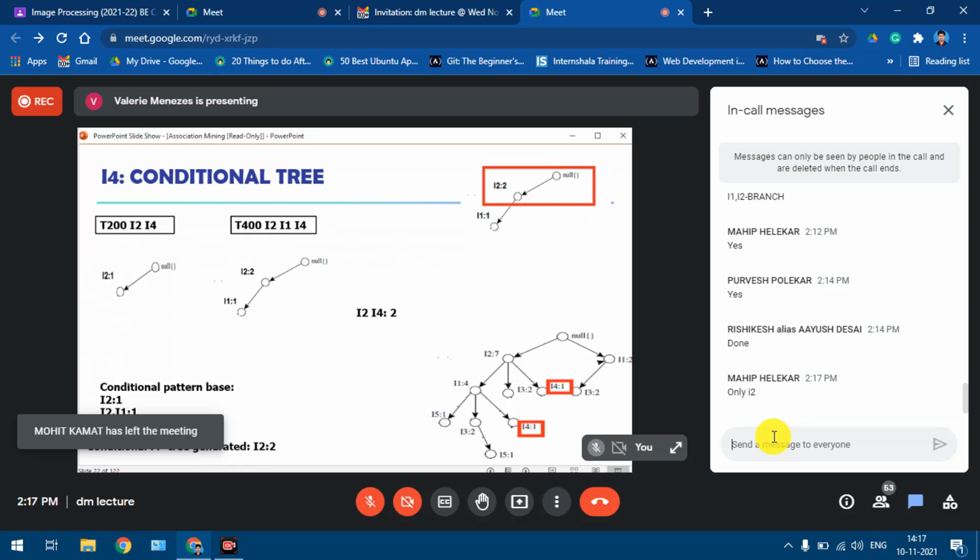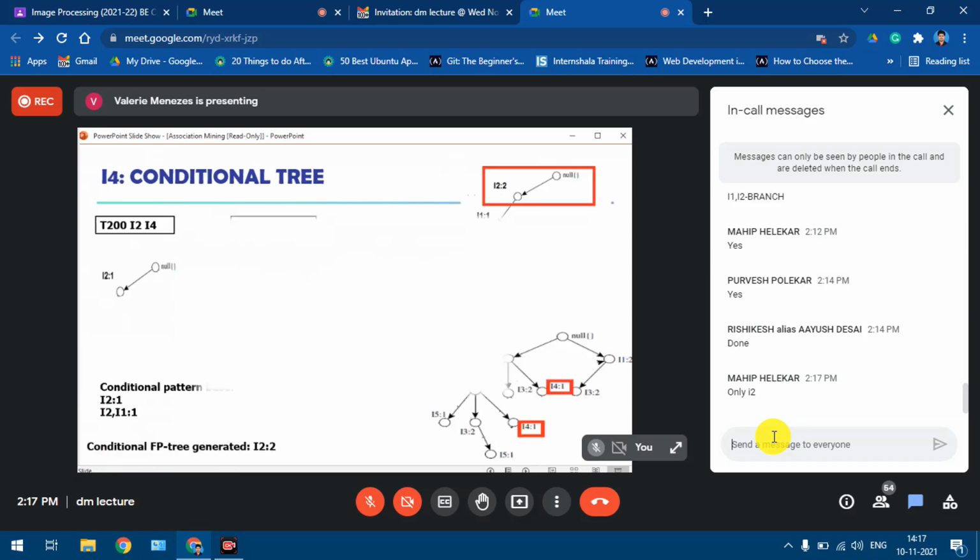Is this part clear, students? Can you please note the contents on this slide?